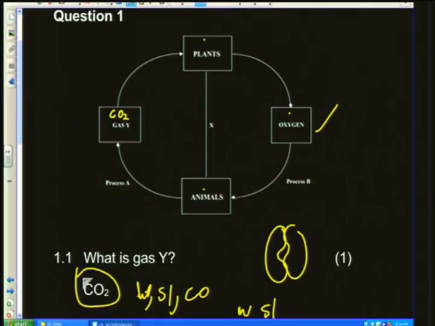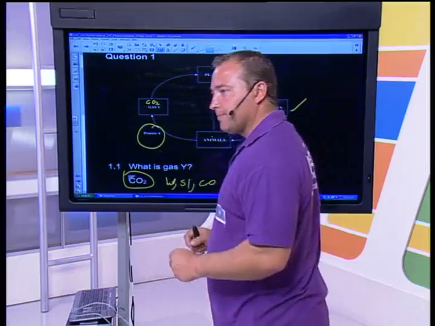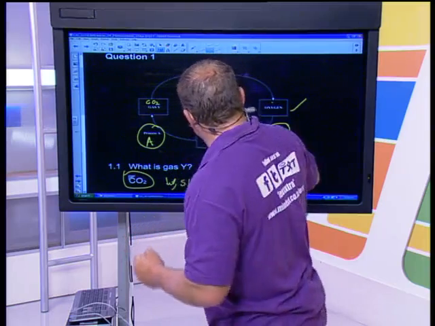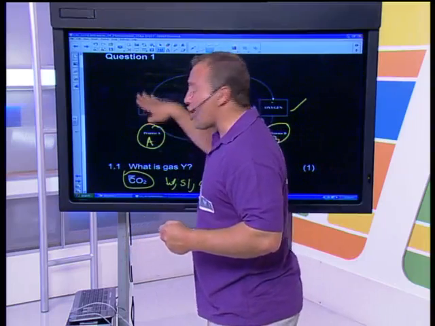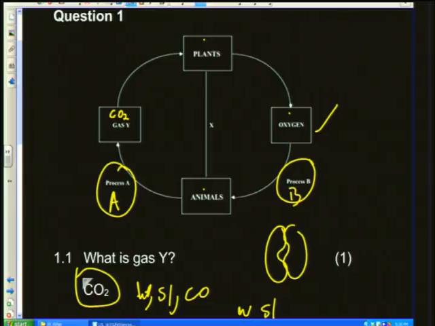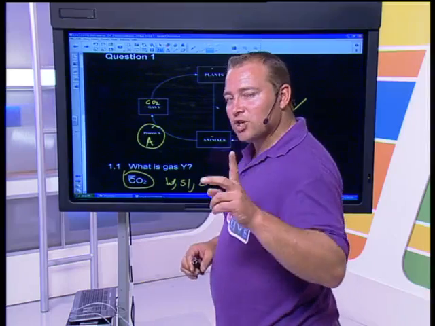Okay, so process A or process B? Where do the animals use the oxygen? This is A. This is B. Which process, A or B, would the animal use the oxygen? Would it be B, where they get the oxygen, or would it be C, where carbon dioxide is made? This is where they get the oxygen. This is where they start releasing carbon dioxide. It's difficult, huh? It's a tricky question. Watch carefully.